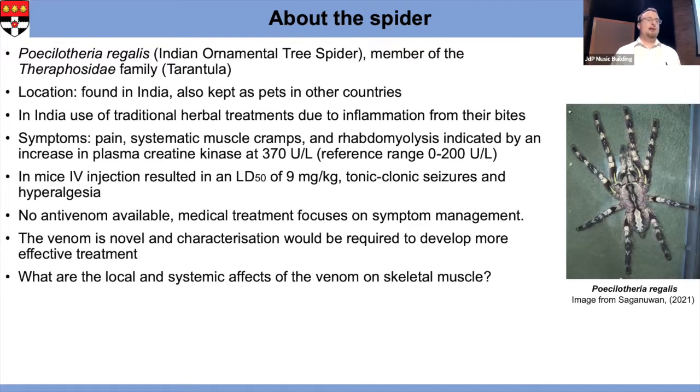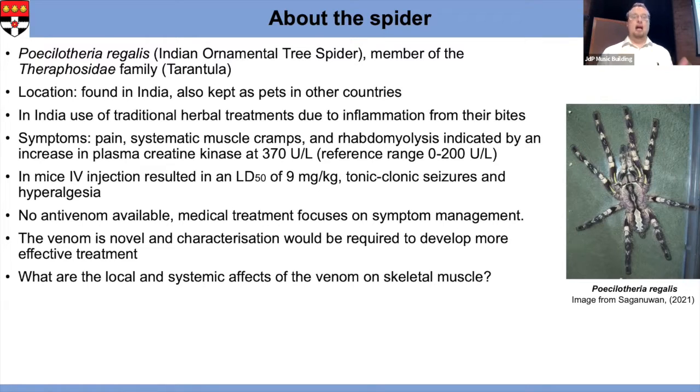And we know literature reports that in mice, IV injection results in an LD50 of 9 milligrams per kilogram, and tonic chronic seizures and hyperalgesia, which is sensitivity to pain. There is no current antivenom. Medical treatment currently focuses on symptom management, using calcium, now using magnesium to counteract calcium. The venom is novel and characterization is required to develop more effective treatment.